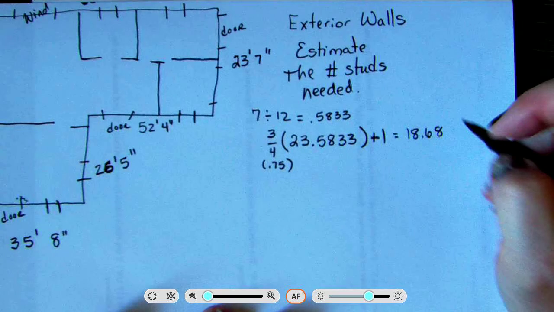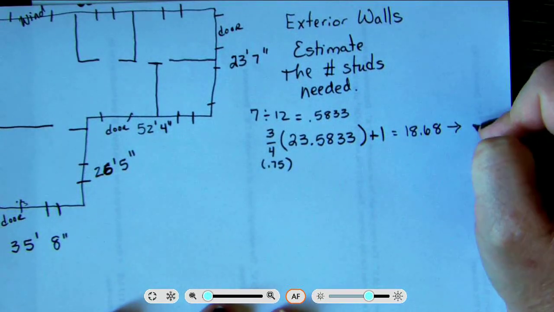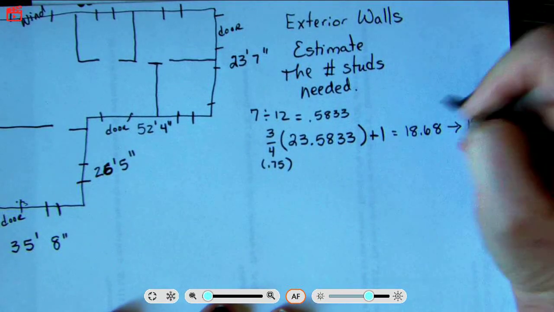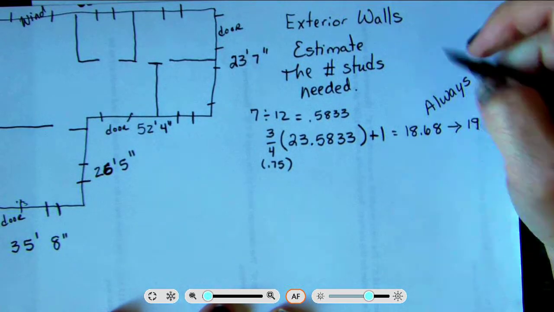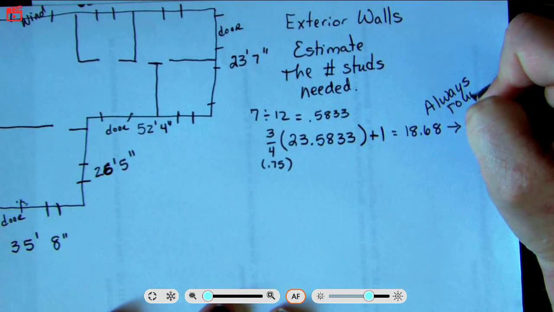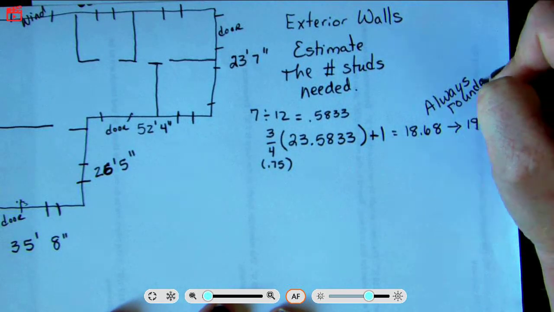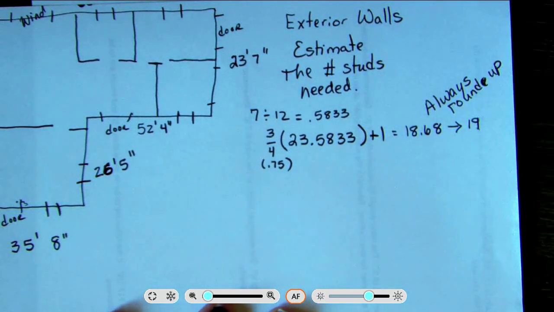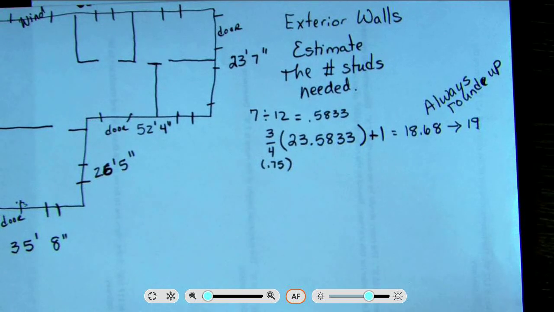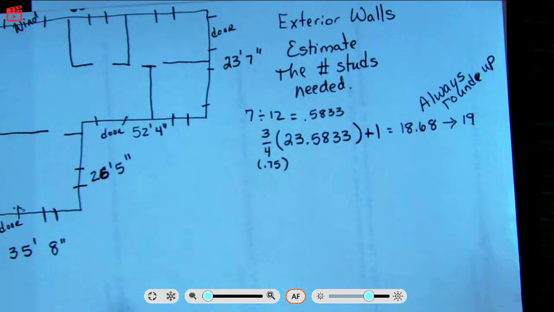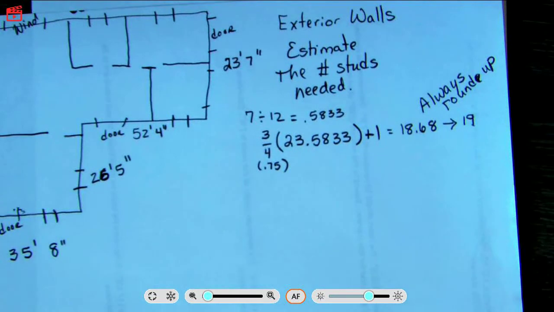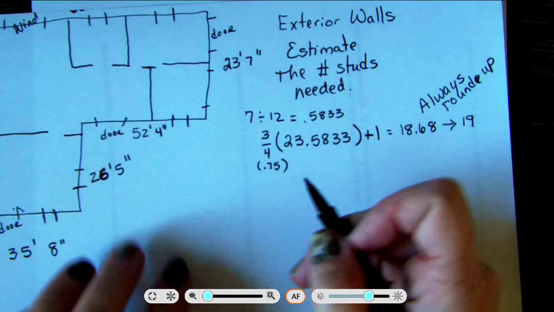Now I can't have partial studs. They have to be whole numbers. And we will always round up. So this will round up to 19. Because we want to make sure to have enough studs and we want to have enough strength. I'd rather have my house be stronger than skimp on the number of studs that we would need. Okay, so this takes care of this wall. I'll come back and do my windows and everything at the end and add them all in together.